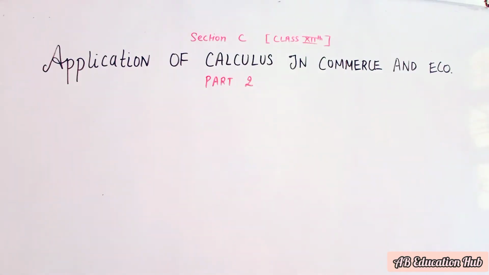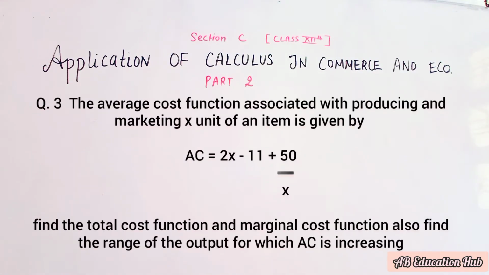Now let us try this ISC 2018 question. It states that the average cost function associated with producing and marketing x units of an item is given by AC equals 2x minus 11 plus 50 by x. Find the total cost function and marginal cost function. Also find the range of output for which AC is increasing.